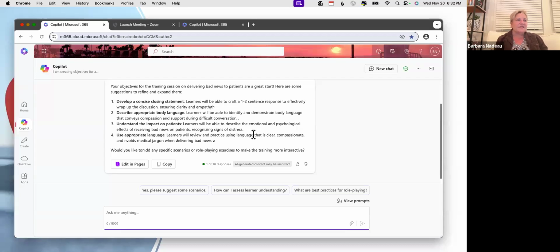Understand the impact on patients. Learners will be able to describe the emotional and psychological effects of receiving bad news on patients and recognize the signs of distress. Use appropriate language. Learners will review and practice using language that's clear, compassionate, and avoids medical jargon when delivering bad news.